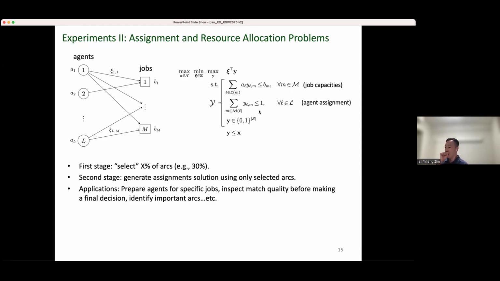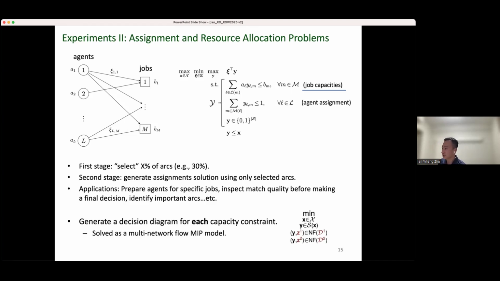What we're going to do here is generate not a single decision diagram for this capital Y, which would be huge because you would have to have state vectors capturing all of these constraints. Instead, I'm going to generate a decision diagram for each of these capacity constraints, which look very similar to knapsack constraints. And then I'm going to solve this as a multi-network flow MIP. All this means is that we looked at our static robust problem and I'll have something like this, but with more than 2 diagrams, with n number of these diagrams.